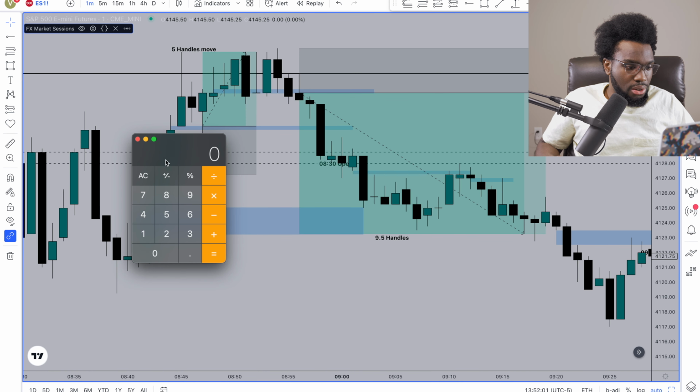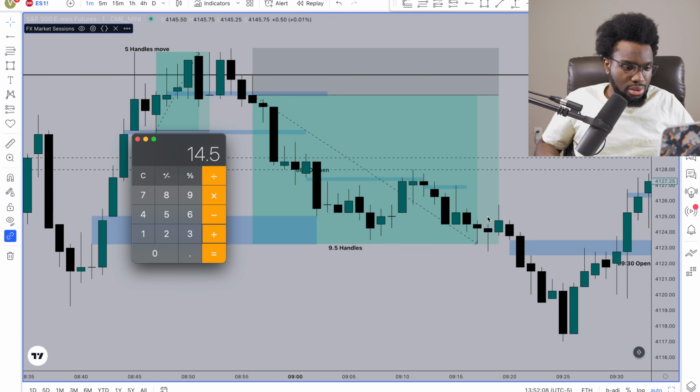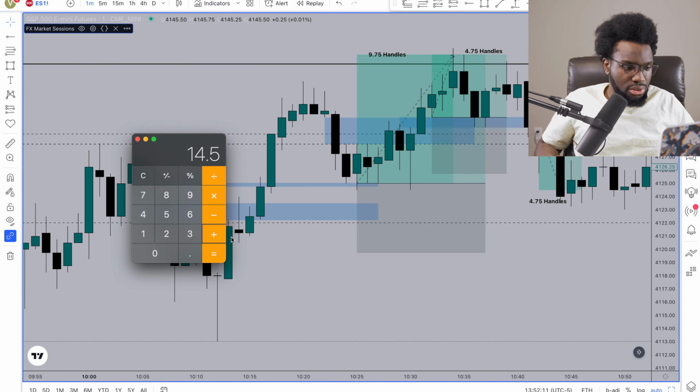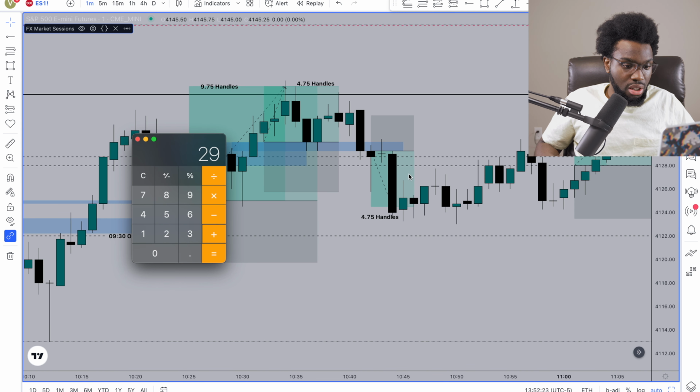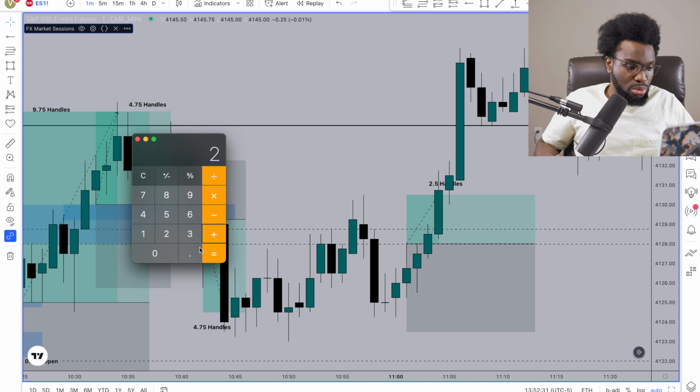Got a calculator. So 5 handles plus 9.5, okay, you've got 9.75, and these are pips also if you're using US 500, plus 4.75 plus another 4.75 plus 2.5, okay, and that gives you 36.25 handles.